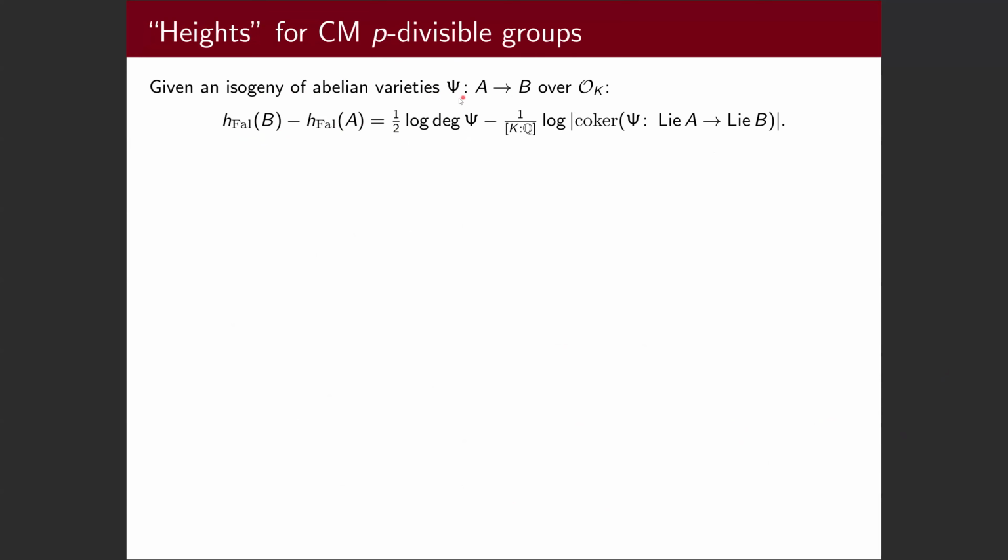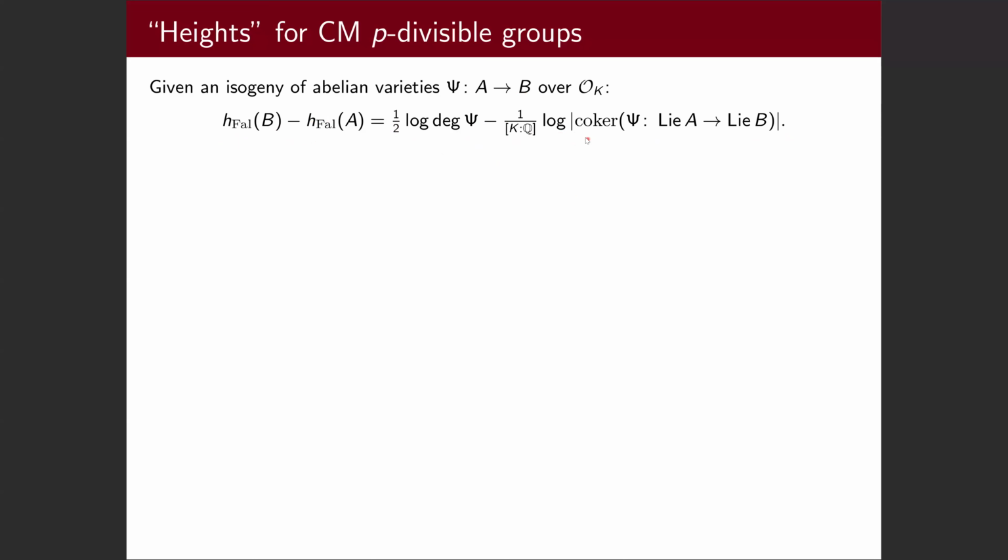So if I have an isogeny of abelian varieties, say psi going from A to B over the integer ring of some number field k, then you can calculate the difference of Faltings heights with this formula. The formula has two terms. One involves just the degree of the isogeny, which you can read off even in the complex fiber. It has something to do with the Archimedean part of the height. And the second term has to do with ramification on the integral model.